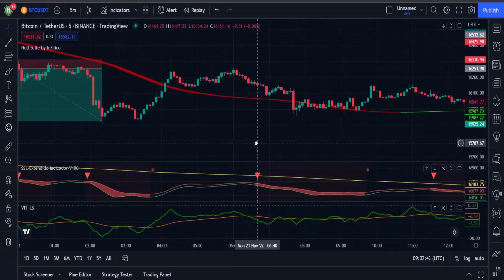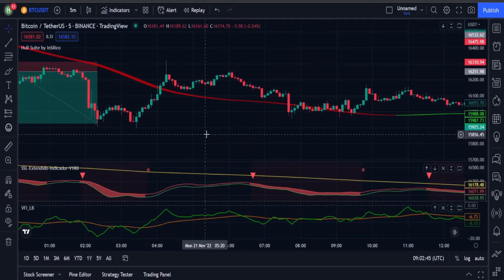Now let's go through one more example for both buy and sell trades so that you guys can fully understand the strategy.